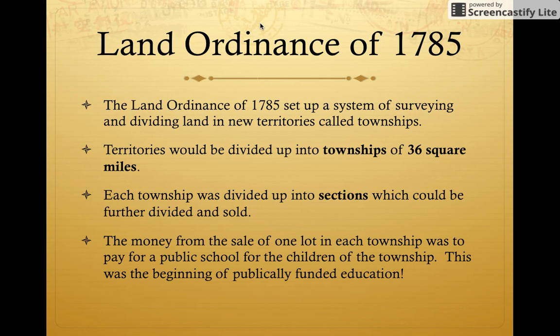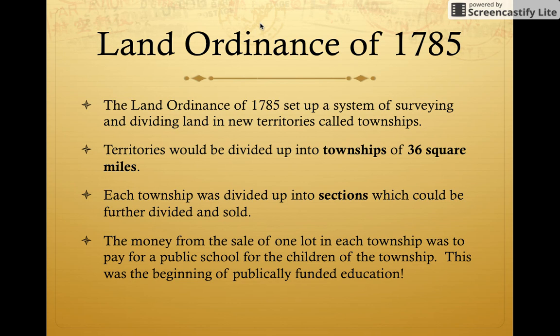But the biggest thing to understand about the Land Ordinance of 1785, it basically gave this new nation called the United States of America the ability to expand west. Remember, previously, before the Revolutionary War, the colonists could not move past the Proclamation line of 1763. They couldn't go west, they couldn't go past the mountains. But now that they've won independence, King George is no longer in control and they can pretty much do what they want to do, right?